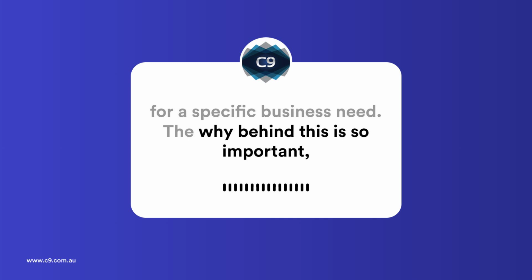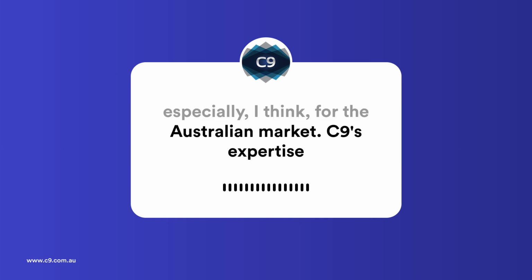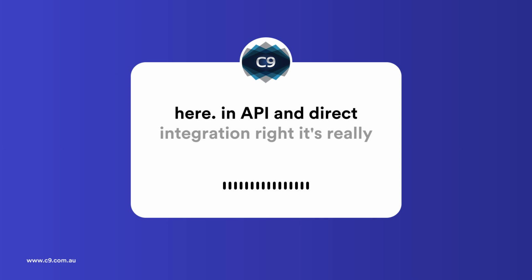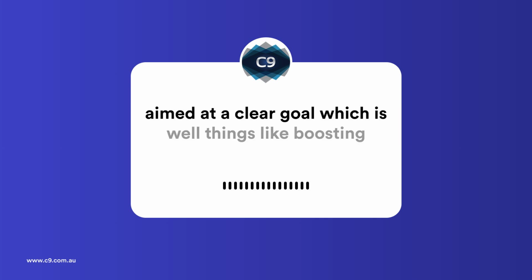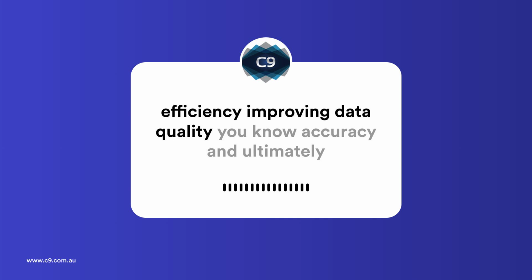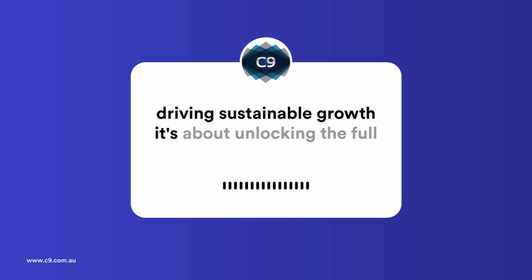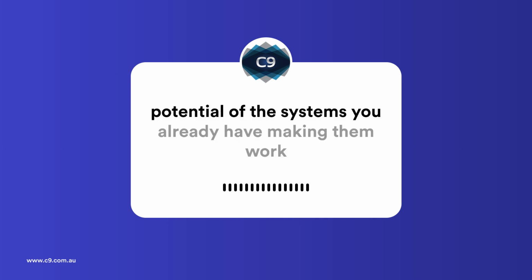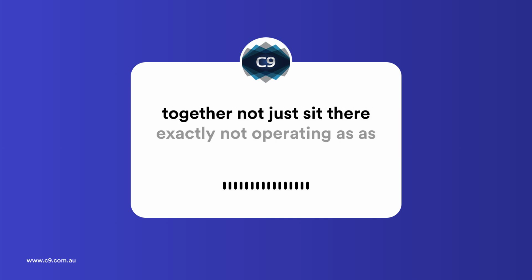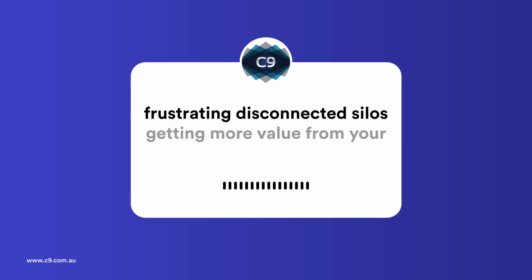The why behind this is so important, especially for the Australian market. C9's expertise in API and direct integration is aimed at a clear goal: boosting efficiency, improving data quality and accuracy, and ultimately driving sustainable growth. It's about unlocking the full potential of the systems you already have, making them work together, not just sit there. Not operating as frustrating, disconnected silos, but getting more value from your existing investments.